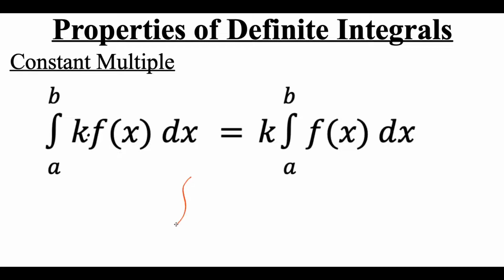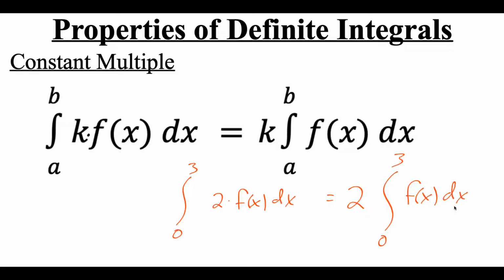So if we're doing the integral from 0 to 3 of 2 times some f of x function, then what I can do is take that 2 and pull it out in front, and then we'll evaluate that integral separately and just multiply whatever answer we get by that 2.